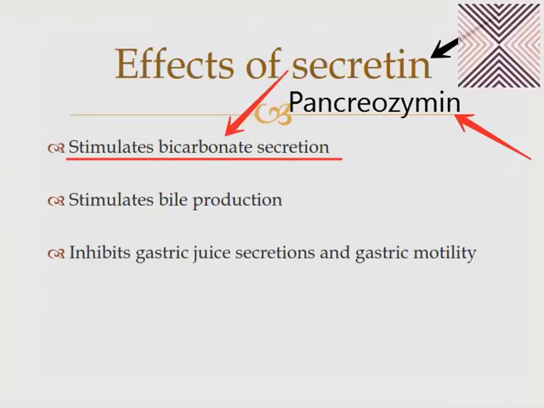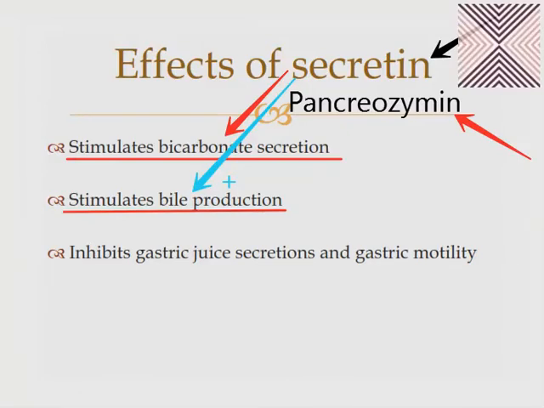Now second is that it stimulates the bile production. This is a very, very important thing. Here we should note that the secretin is not only affecting the pancreas, it is also affecting the liver. The liver is producing the bile. So secretin is giving a positive response to the liver for the production of bile. So it is positively correlated with the secretion of the bile.